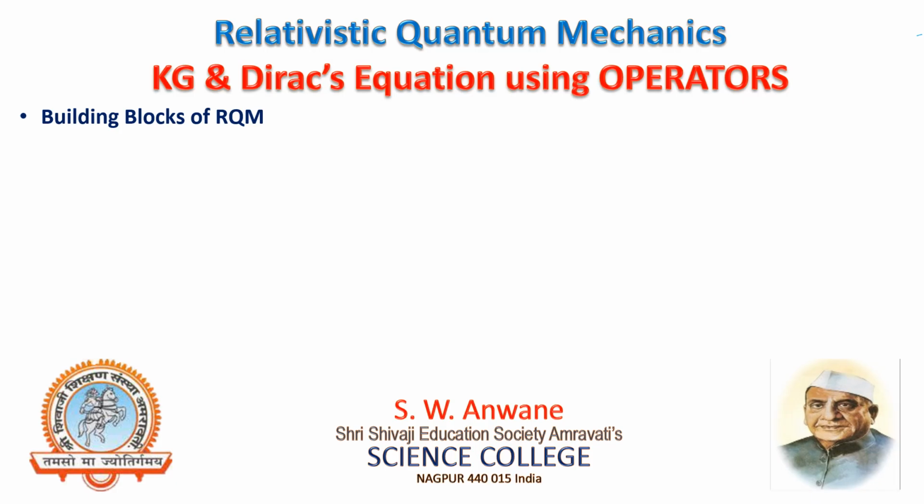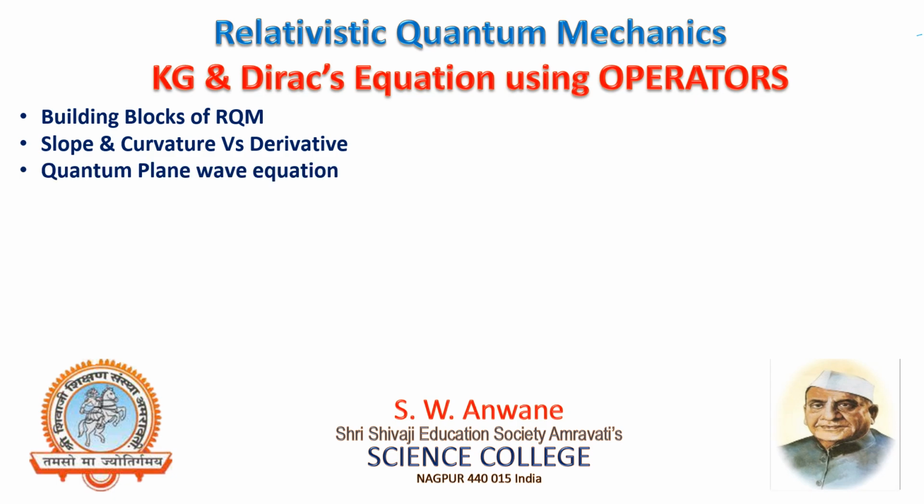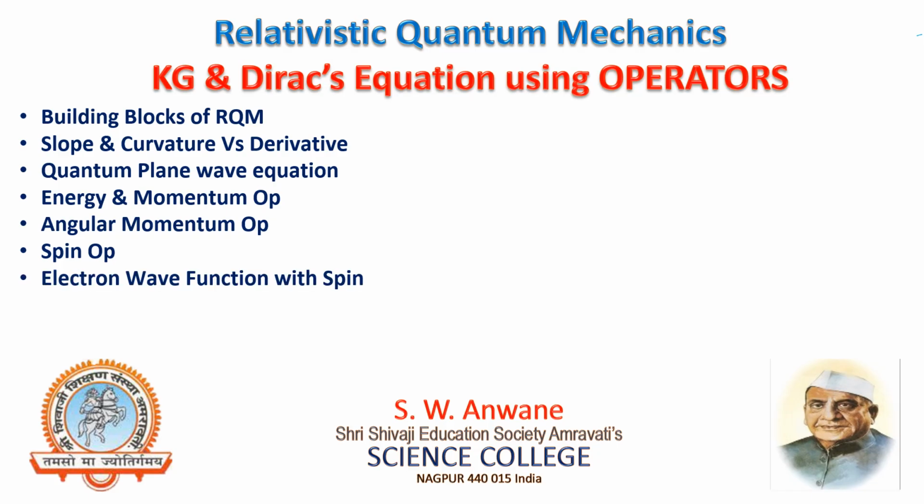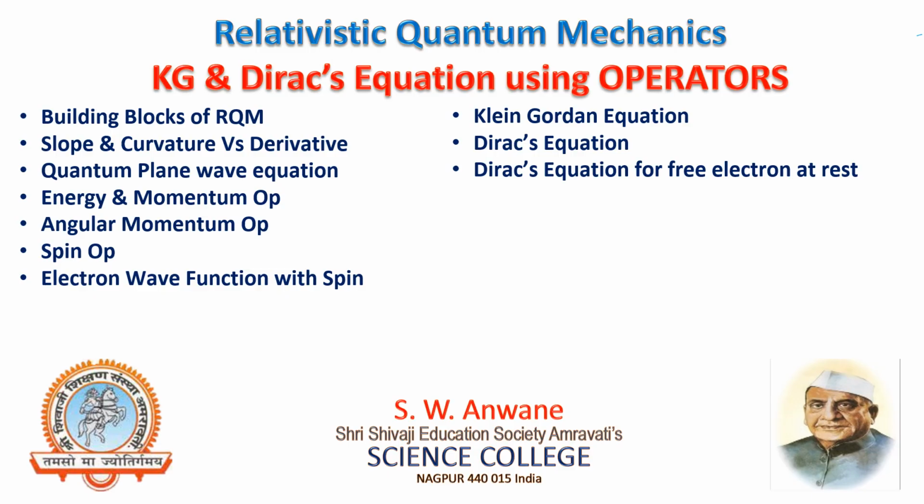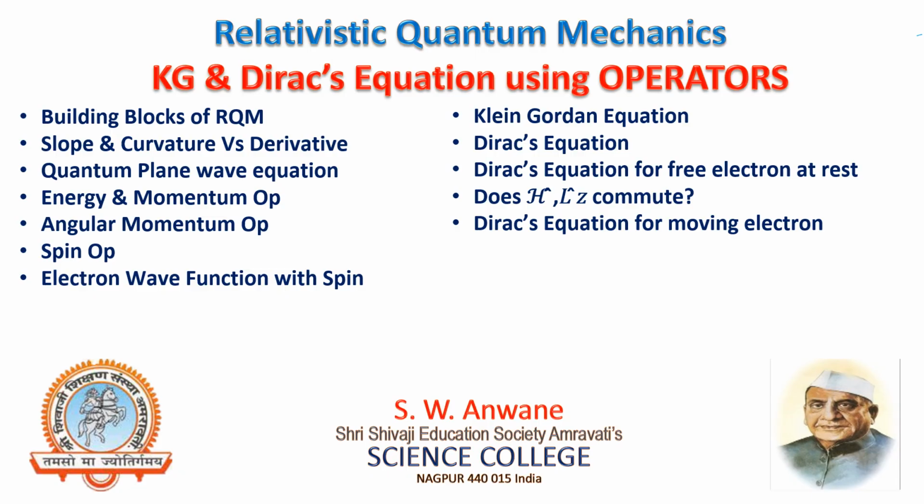In this lecture, we are going to write down the basic building blocks of relativistic quantum mechanics. Then we shall try and understand slope and curvature in form of derivative. Then we shall write the quantum plane wave equation. We shall understand energy and momentum operator, angular momentum operator, spin operator, and then electron wave function with spin we shall write. The traditional Klein-Gordon equation we shall derive Dirac's equation, then we shall solve it for free electron at rest, and we shall verify the commutation of Hamiltonian with Lz.